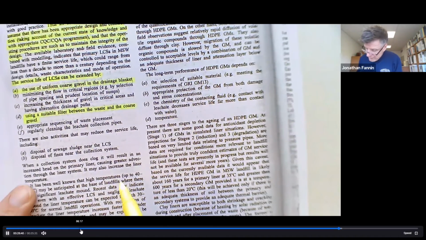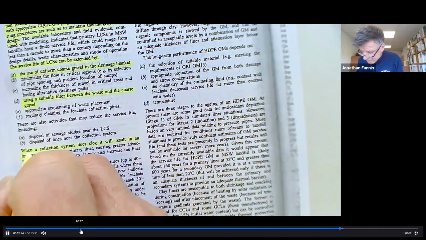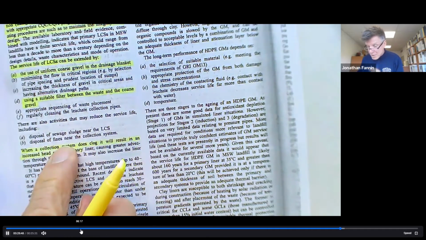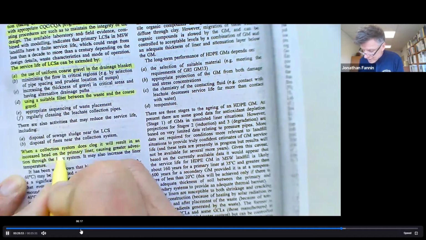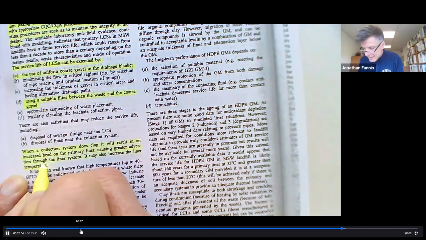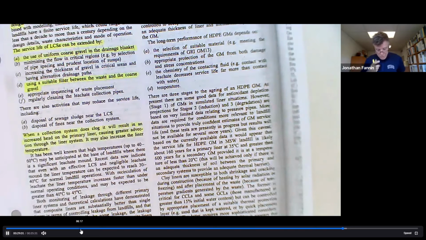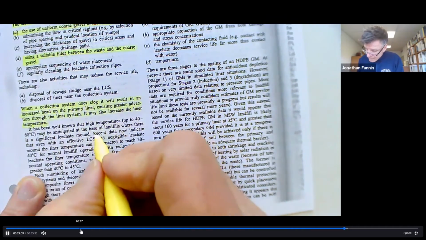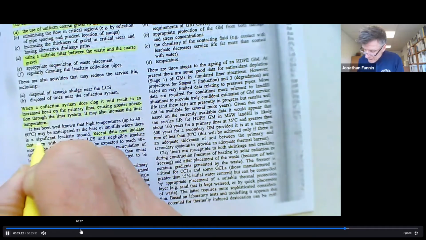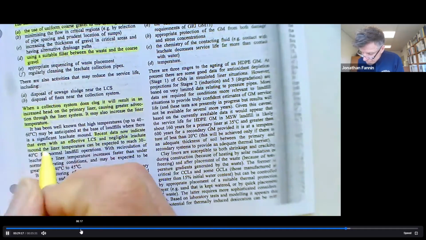When a collection system does clog, it will result in increased head. So this is the collection system, not the filter above it. Increased head on the primary liner causes greater advection through the liner. It may also increase the liner temperature. And those are the effects that we want to avoid. Notwithstanding that, recent data indicate that that liner may be up to about 30 or 40 degrees.